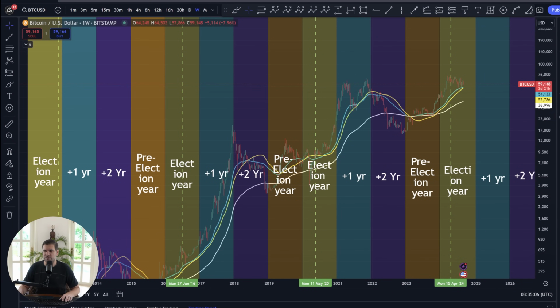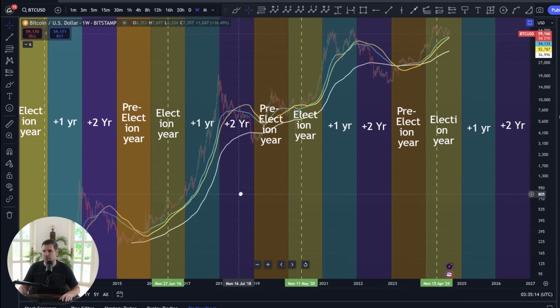Now, for anyone who's new, this particular chart might seem a little bit daunting. It might seem like there's a lot going on and it's quite complicated and hard to understand. So let's just quickly break down what this is looking at.